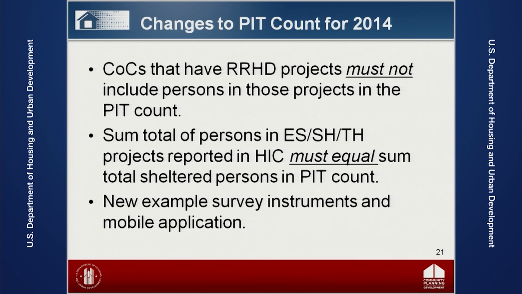The HIC and the PIT are integrally related. Beginning this year, the sum total of persons reported in emergency shelter, safe havens, and transitional housing projects in the PIT fields of the HIC will be required to match the sum total of sheltered persons reported in the PIT count. Any discrepancies between the number of sheltered persons counted on the HIC and the number of sheltered persons counted on the PIT will result in a validation error, requiring the CoC to correct the discrepancy in HDX. CoCs should be conducting their HIC and PIT counts on the same night in order to best align these counts.